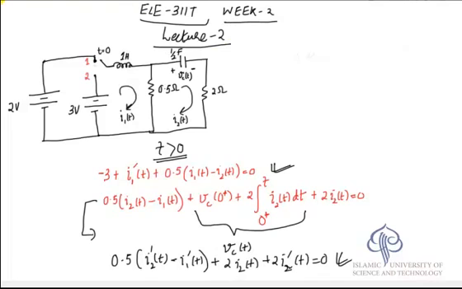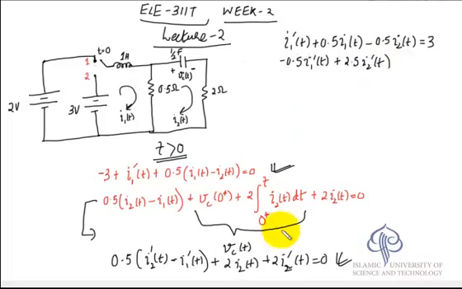Both of them, we write it like this. The first equation: I1 dash t plus 0.5 I1t minus 0.5 I2t is equal to 3, and the second equation we write as minus 0.5 I1 dash t plus 2.5 I2 dash t plus twice I2t equal to 0.